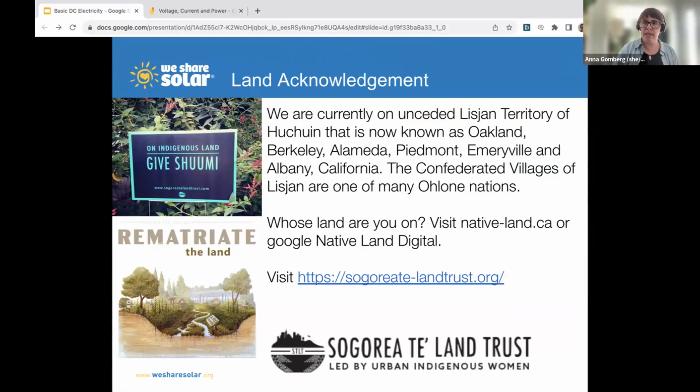Our local Indigenous women-led organization, the Sogorea Land Trust, have actually received solar suitcases from us, which is pretty cool. They're using them for some of their resiliency hubs around the Bay. And we have relationships with Indigenous groups around the state and also around the country.